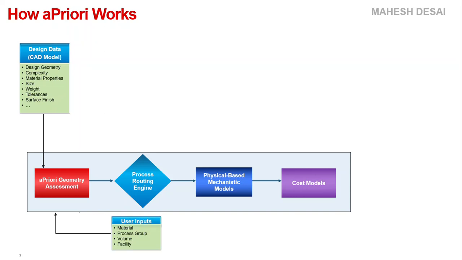The second input is from the user, like what material is to be assigned, whether it is steel, aluminum, or what grade of steel it is. Then the process group, like what process we need to select, whether it is sheet metal, a casting process, or a machining process. So we need to select the process group. Then the volume and any other inputs which will be in the cost model guide.